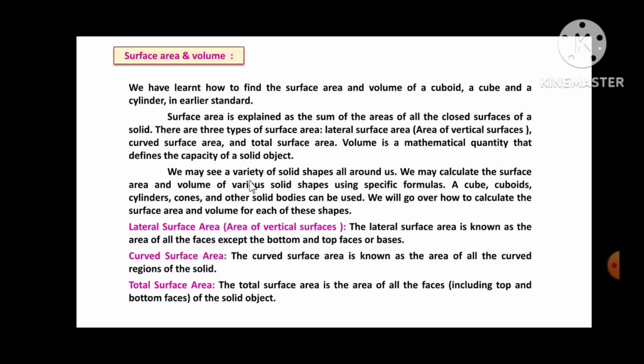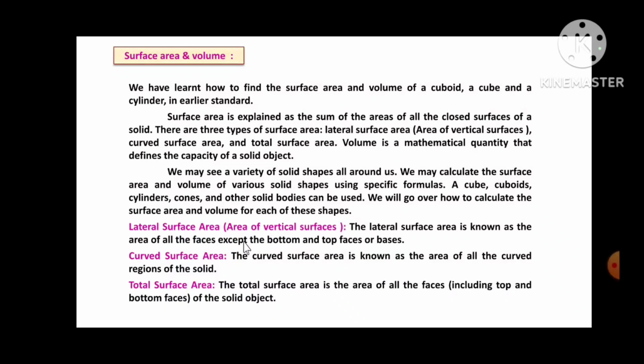We may see a variety of solid shapes all around us. We may calculate the surface area and volume of various solid shapes using specific formulas. A cube, cuboid, cylinder, cone, and other solid bodies can be used. We will go over how to calculate the surface area and volume of each of these shapes.